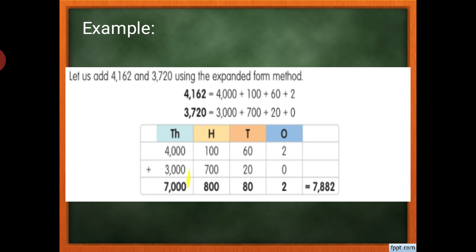And then we have added the numbers, like 2 plus 0 is 2, 60 plus 20 is 80, 100 plus 700 is 800, and 4000 plus 3000 is equal to 7000. As you can see here, the answer that we have got is also in the expanded form. So we just convert the expanded form into the standard form. So we have written the number 7882. So this is the answer by adding both the numbers using expanded form method.